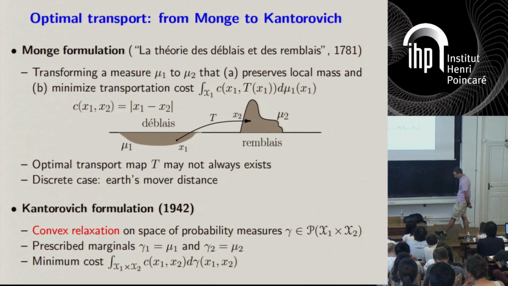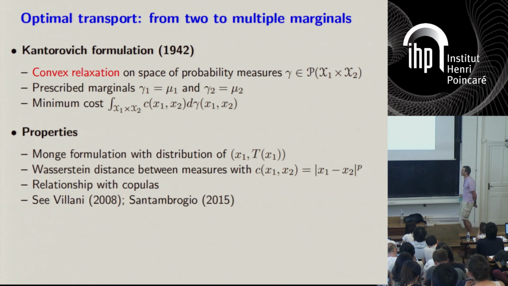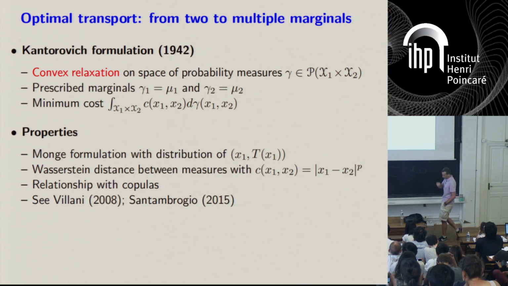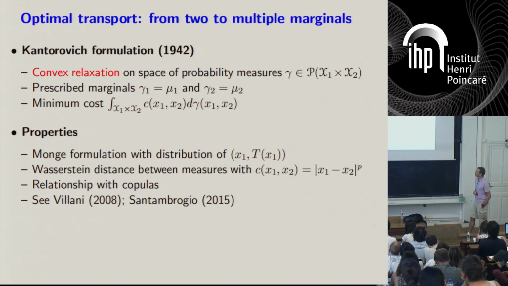Clearly, I don't want to spend too much time on that. It's just that you can find optimal transport defined in that way. This is the Kantorovich formulation, and it has very nice properties. It's often referred to as the Wasserstein distance between two measures. And if you want to know more, do look at the book by Cedric Villani or the book by Santambrogio.